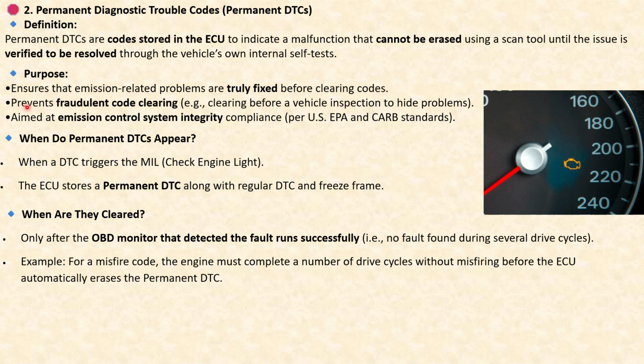Now next is the purpose. It ensures the emission-related problems are truly fixed before clearing the codes. It prevents fraudulent code clearing. Example, clearing before the vehicle inspection to hide problems.